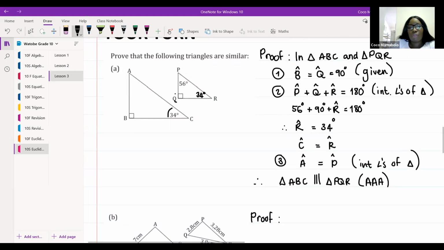Step 2. Okay, so here's what I did, Aviani. I went angle P is equal to 56 degrees, so I replaced P with 56. Angle Q is 90 degrees, so I replaced Q with 90 degrees. And then we were looking for angle R, so I left R as R, and that is equal to 180.